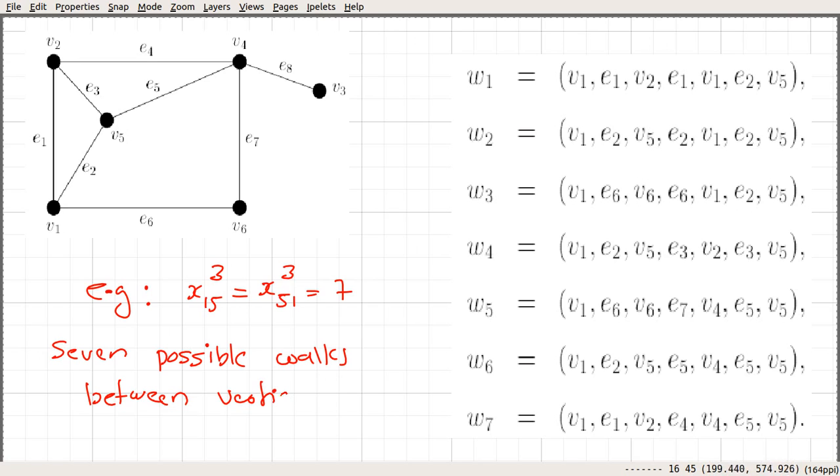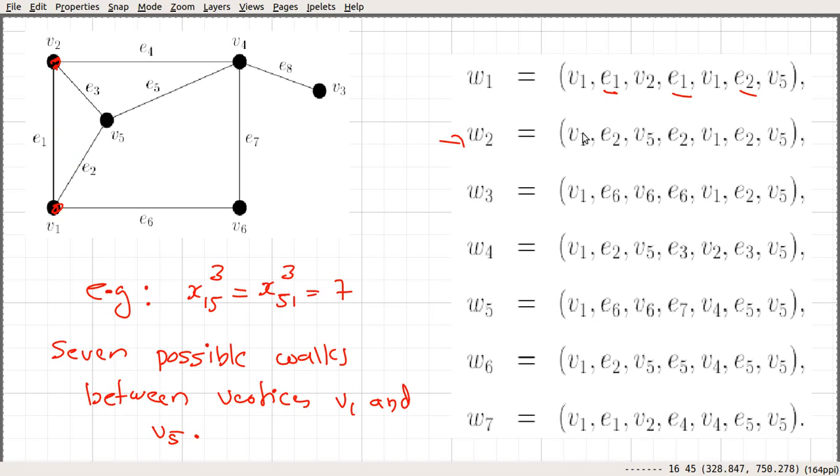vertices V1 and V5. Okay, so let's go through one or two. Here we can see that if you count the number of edges, the number of edges is 3. So the length of this walk is 3. Here the walk is from V1 to V2 using this edge, from V2 back to V1, go through this one once, come back, and then go to V5. So that's one possible walk.